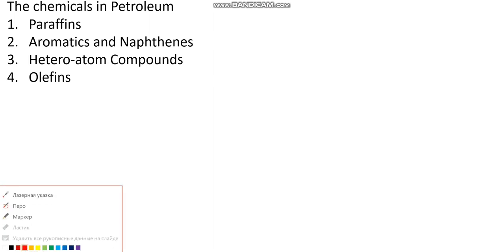So in simple words, paraffins follow their own general formula, aromatics and naphthenes are quite unique, and heteroatom compounds are catalyst poisons. Olefins are quite reactive, so that's why they are not common in crude oil. So let me write it: high reactivity.